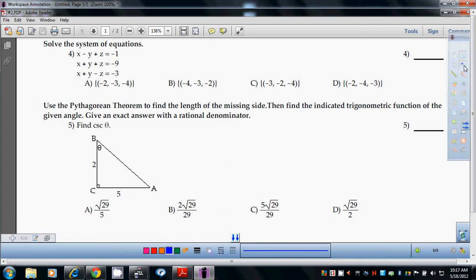Natalie, how do I find the hypotenuse here? That's right. You use the Pythagorean theorem. Did I tell you that 29? Yes, square root of 29. Pythagorean theorem. Now, what is cosecant?